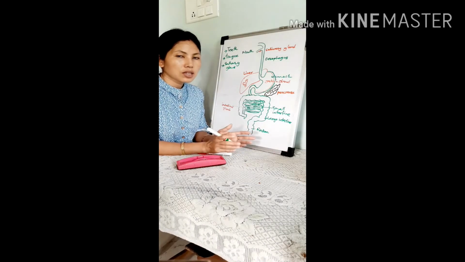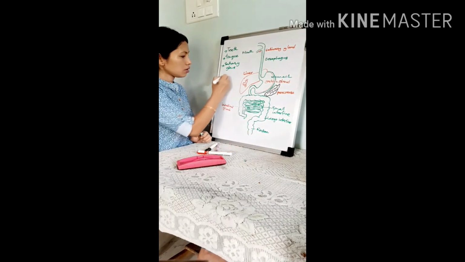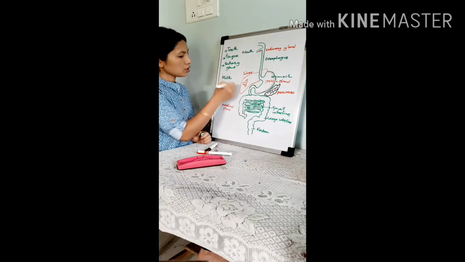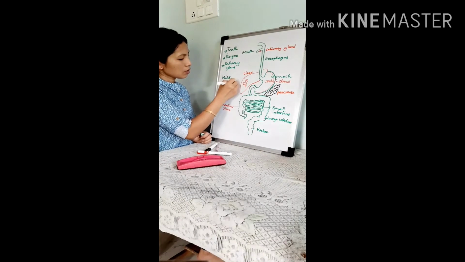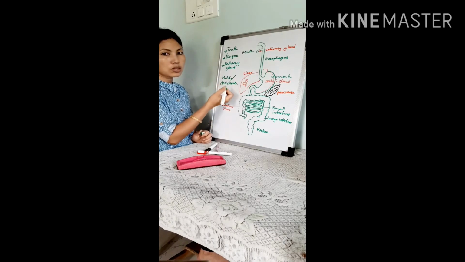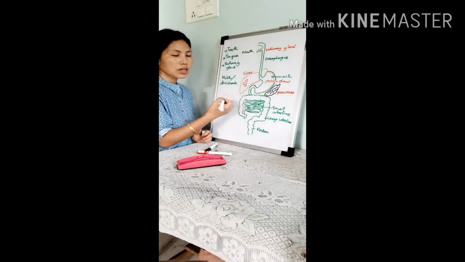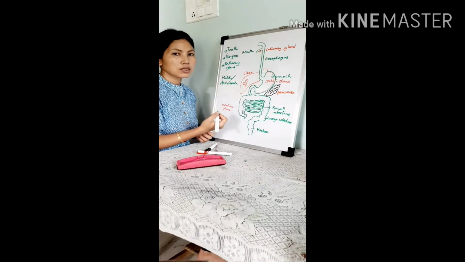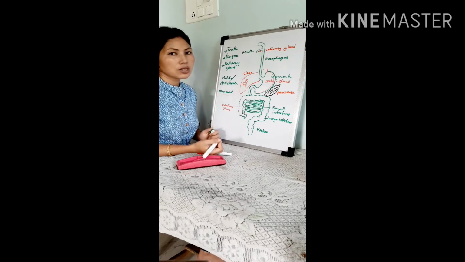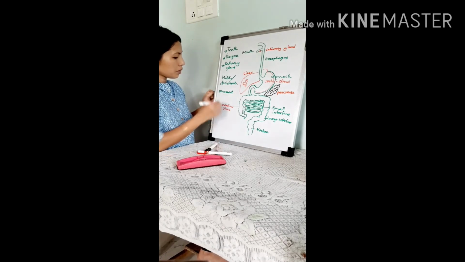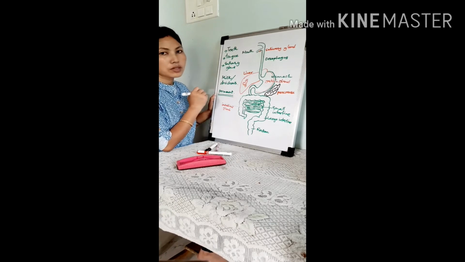That is, the first set of teeth is the milk teeth, also known as deciduous teeth. That is the first set of teeth. Then these milk teeth are replaced by the permanent teeth. Once they are shed off during late childhood, they are replaced by the permanent set of teeth.